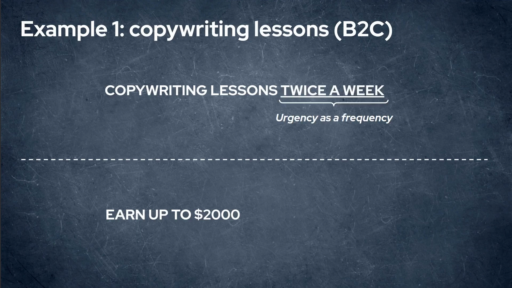Copywriting lessons twice a week. Here we use the frequency of classes as the urgency. Next, let's add urgency to the headline with making money. It's quite easy because we can just specify the earnings time. Earn up to $2,000 per month.